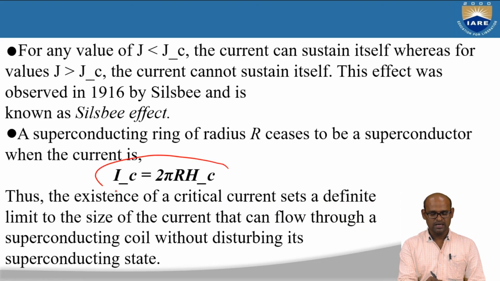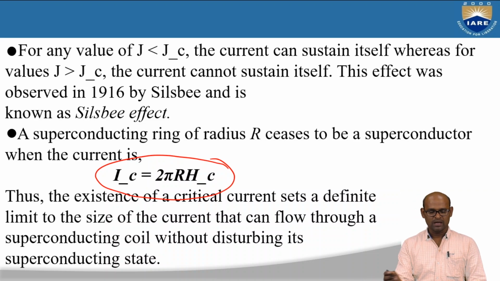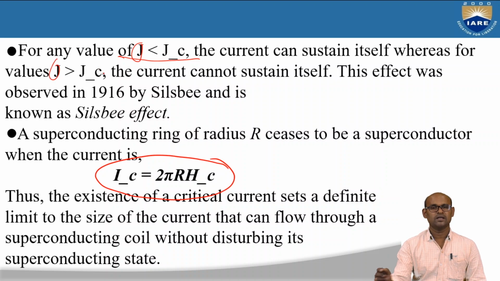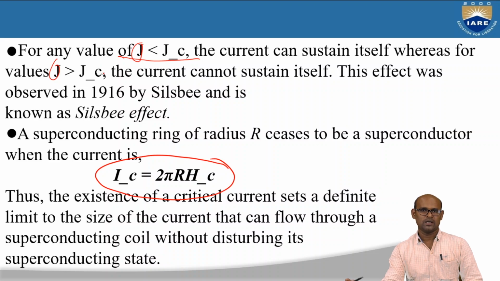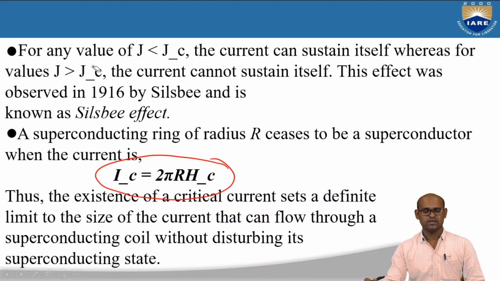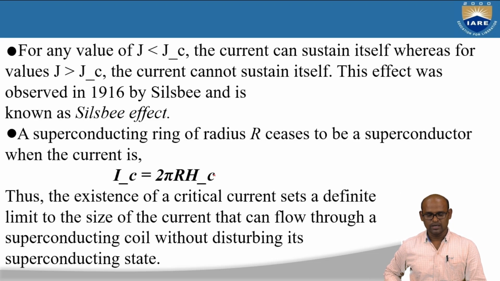So the critical current is given by this formula: IC is equal to 2 pi R HC. When the current density is less than the critical current density, the material will be in superconducting state, and when the current density is greater than the critical current density, the material will go from superconducting state to normal state. This was observed by a scientist named Silsbee, and hence it is called the Silsbee effect. In this formula, R is the radius of the coil and HC is the critical magnetic field.